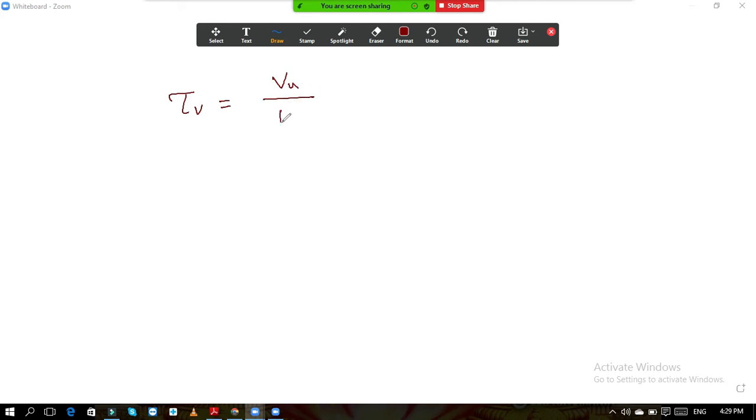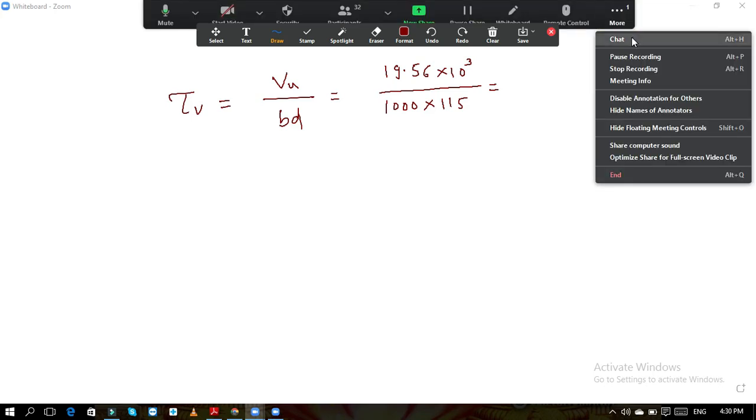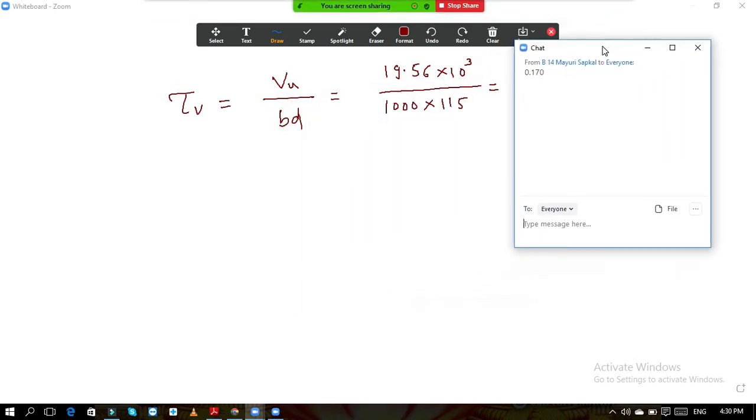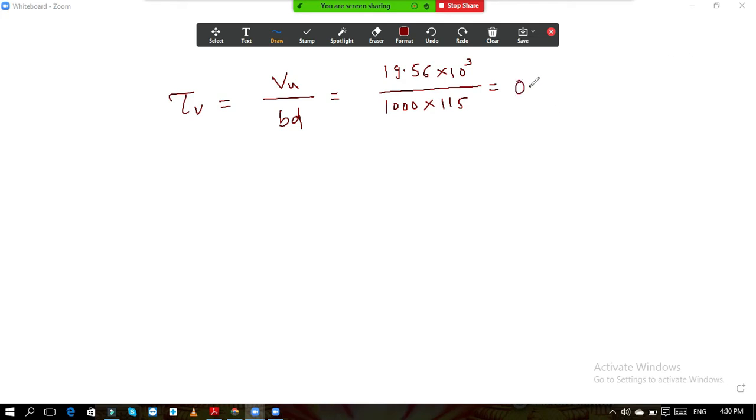Now the nominal shear stress, the notation is tau v. It is equal to Vu upon bd. So we will just put the values. Vu is 19.56 kilonewton, so multiply this by 10 to the power 3, whole divided by b is 1000 into d is 115. Solve this and let me know the answer. Solve fast. So it is 0.17. Force is in newton, area is in mm square, so it is 0.17 newton per mm square.